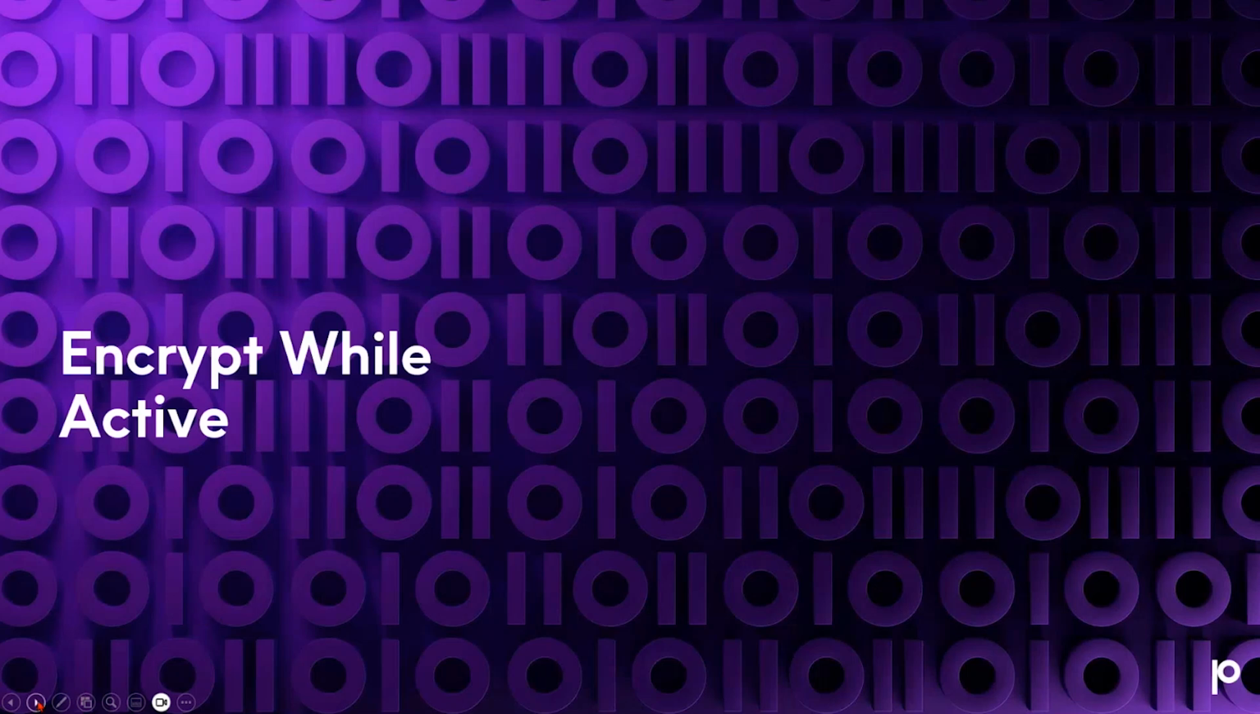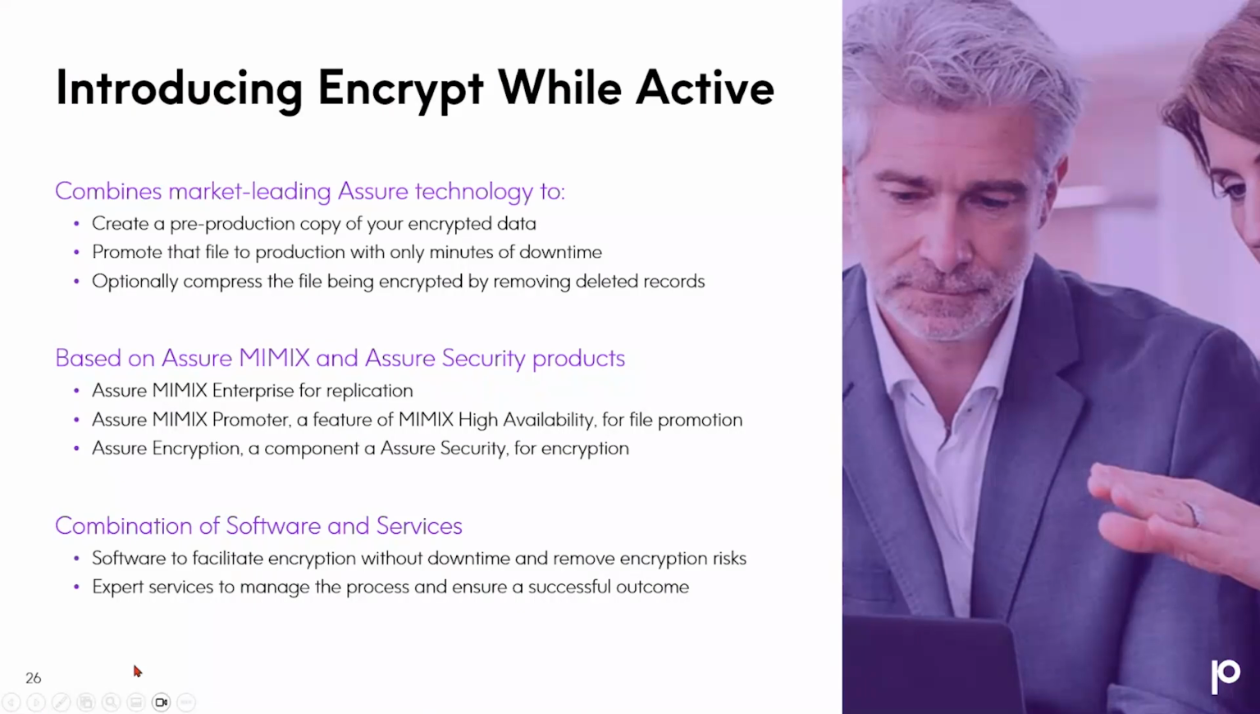All right, so let's talk a little bit deeper about Encrypt While Active. We touched on it, but I want to go into a deeper level. So what it does is it really combines our market-leading Assure technology. We create a pre-production copy of your encrypted data, promote that file to production with only minutes of downtime, and one added benefit is we can also compress deleted records out if you want. It's not mandatory, but it's nice to have.